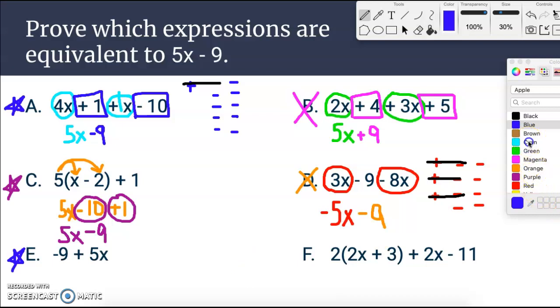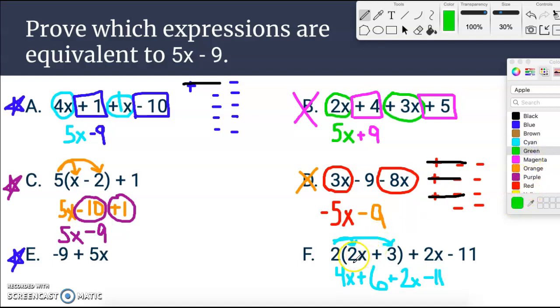And our last one for F, the long one, 2 times the quantity 2x plus 3 plus 2x minus 11. So we start with distributing. 2 times 2x is 4x. 2 times 3 is 6. And we are adding. Then we bring down the plus 2x and the minus 11.